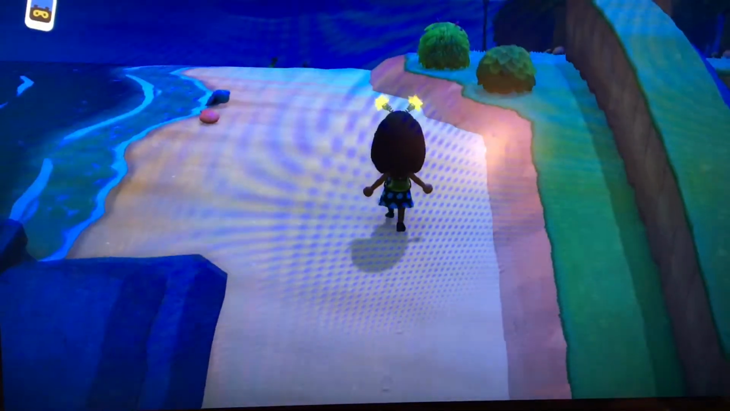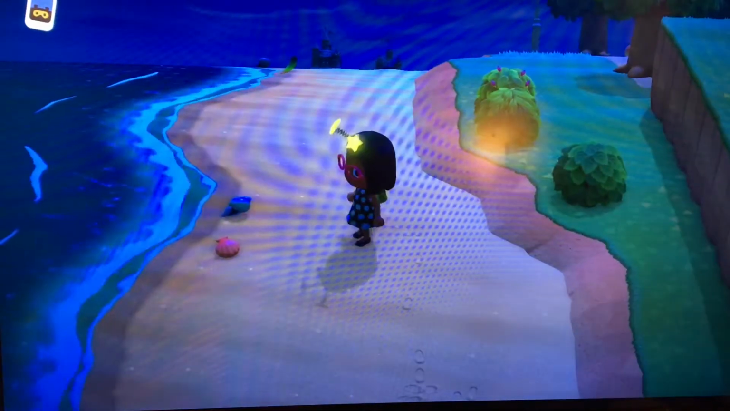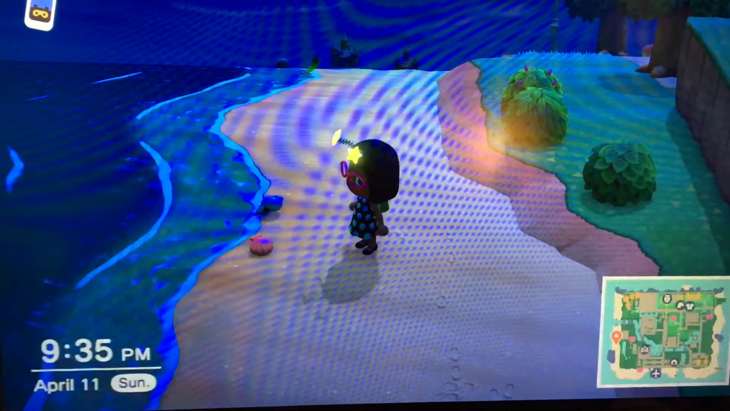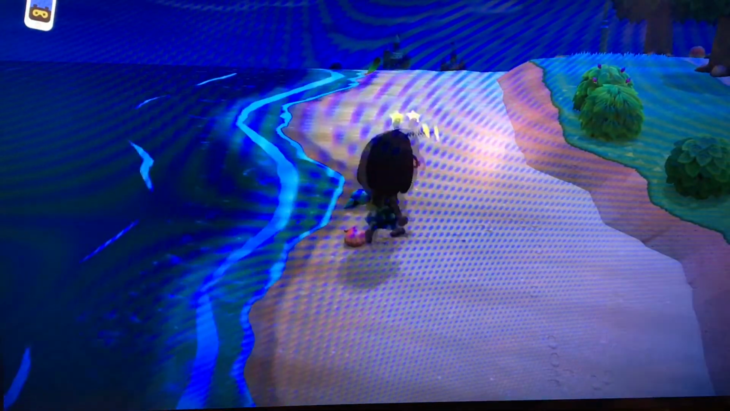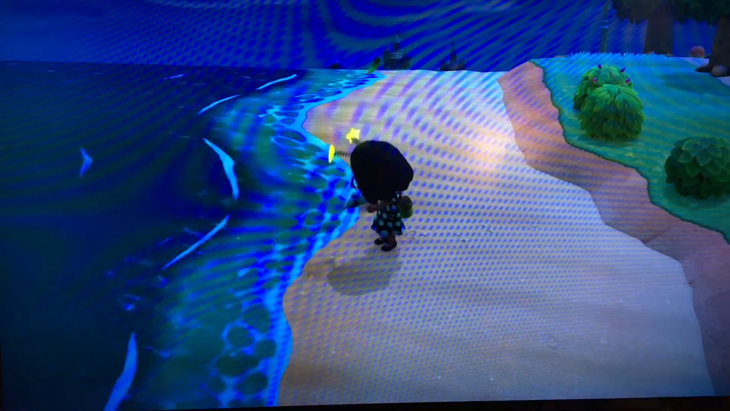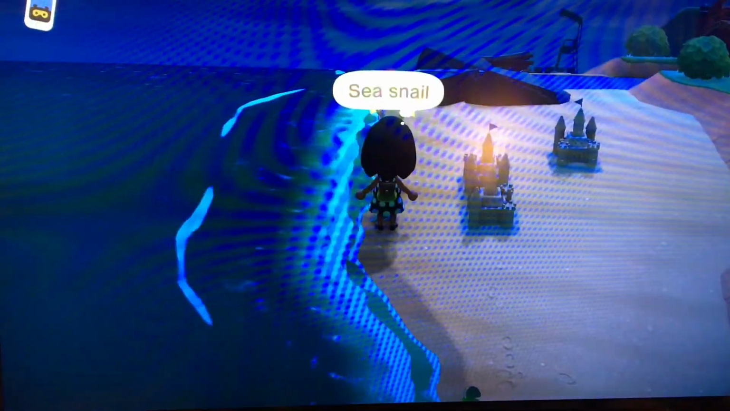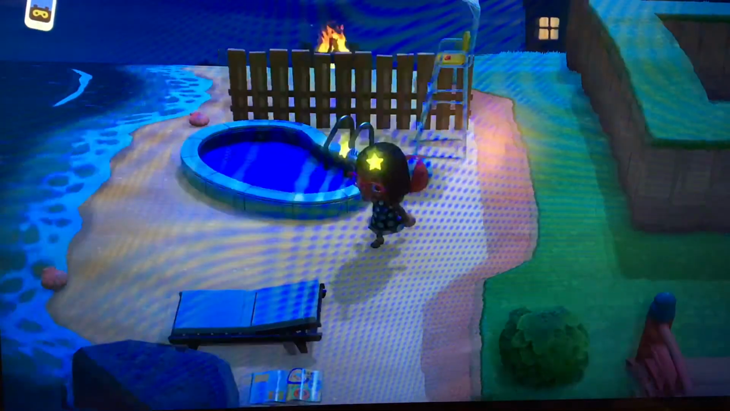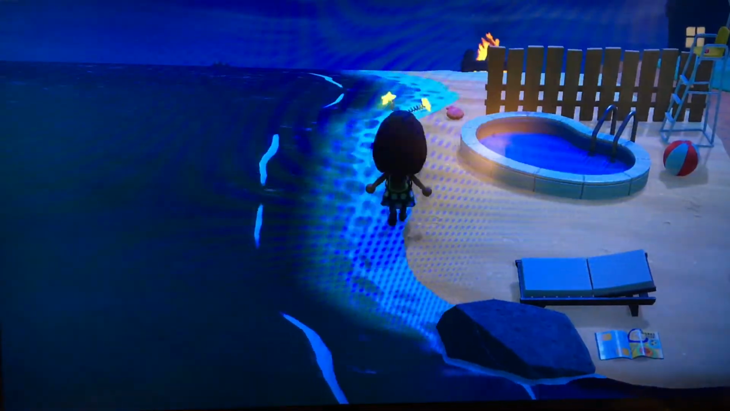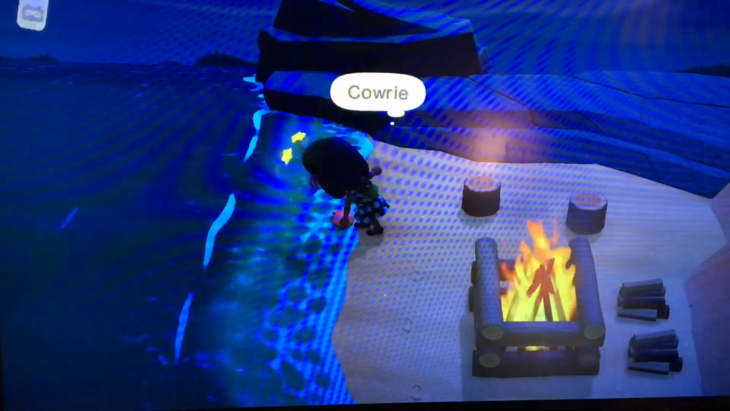So now let's do another experiment where we look at the shells that wash up on the beach, and we're gonna look to see what kind of shells there are, and we'll use that for probability. Okay, so that's 1 cowrie. I'm gonna pick that up. 1 cowrie, 1 Venus comb. That's a feather. Sea snail. There we go. These more cowries. Cowrie.